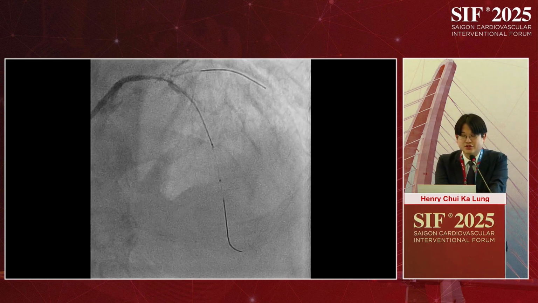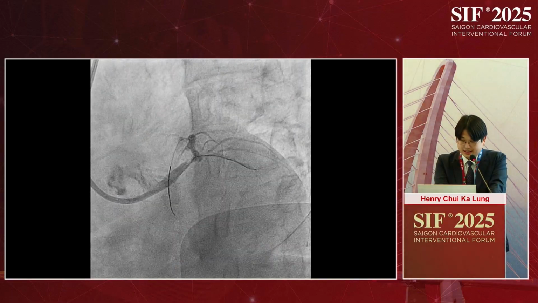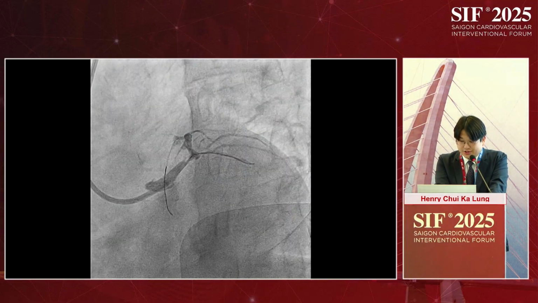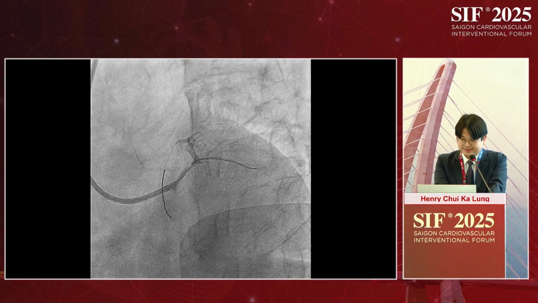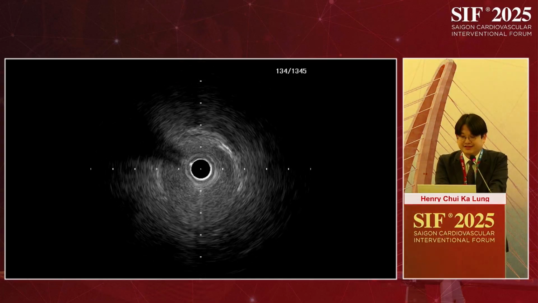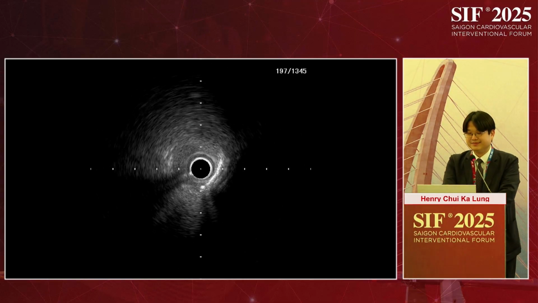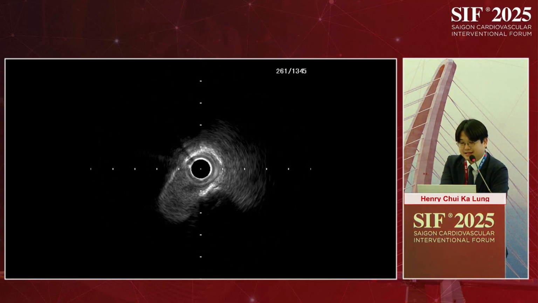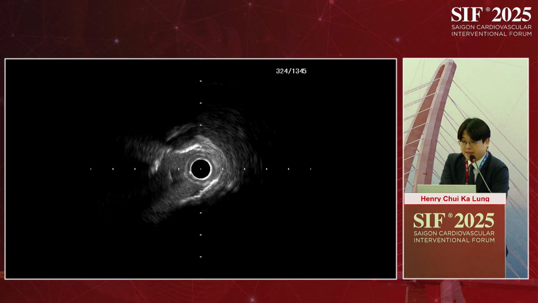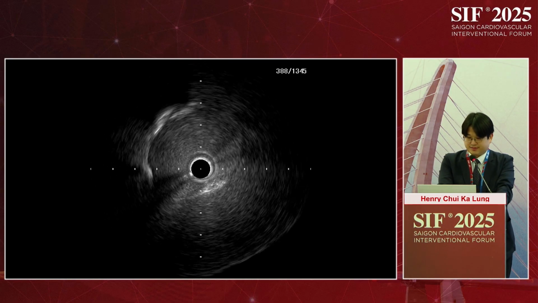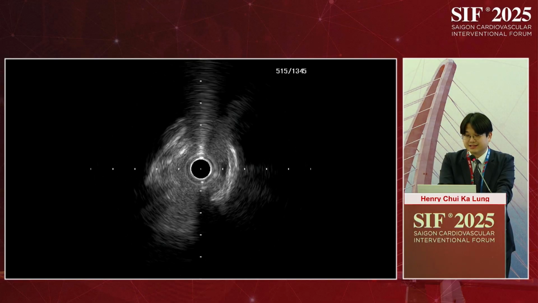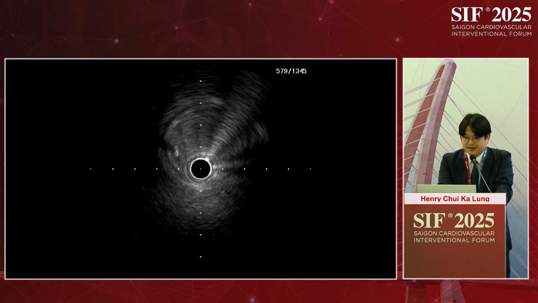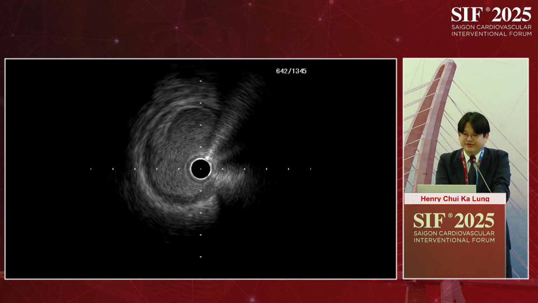This is after some ballooning, and then we do the IVUS. We wired the circumflex to protect the circumflex. This is a non-dominant circumflex. So this is the IVUS. I will play it a few times so that you can see. It's quite an uncommon IVUS imaging. I will go through it with you slowly.